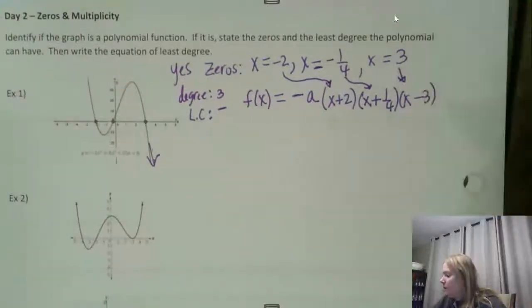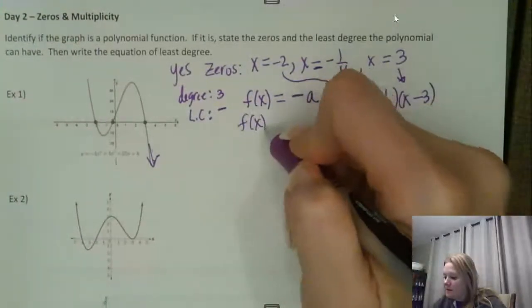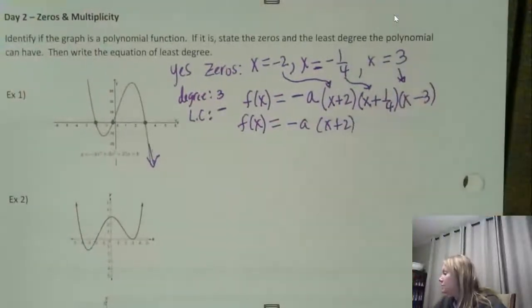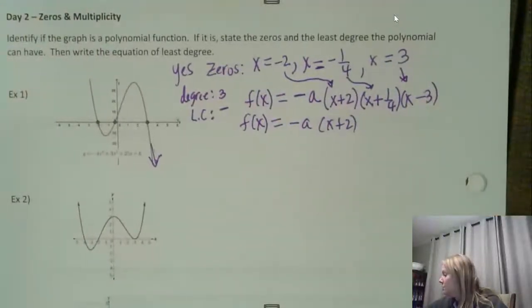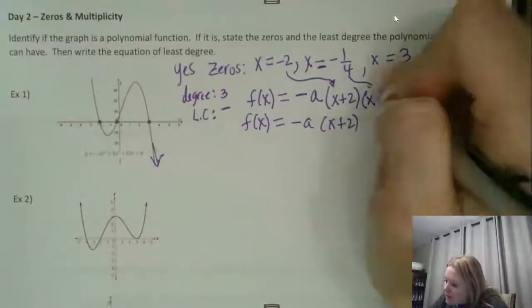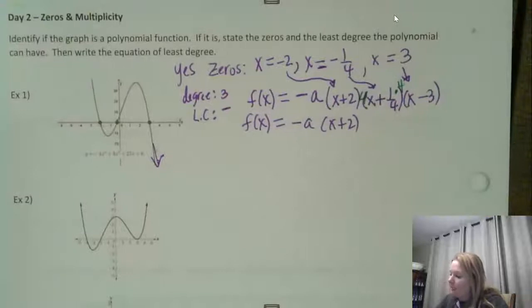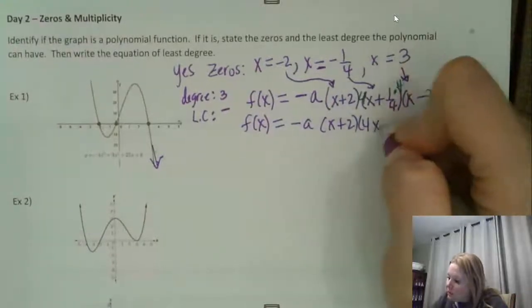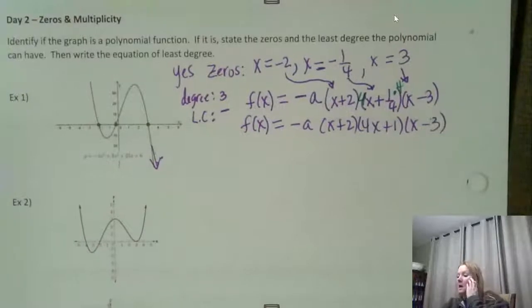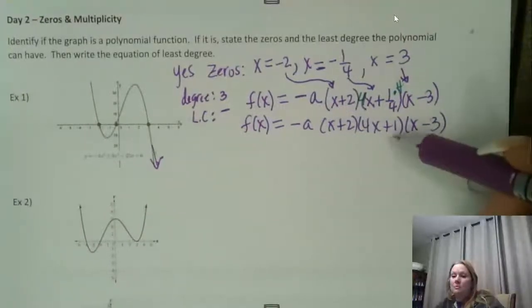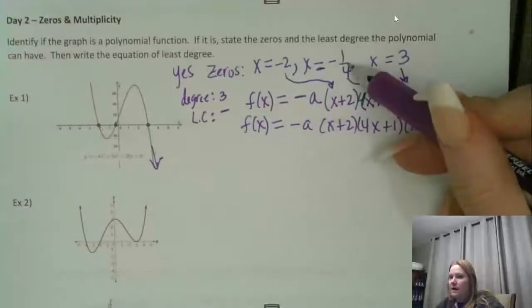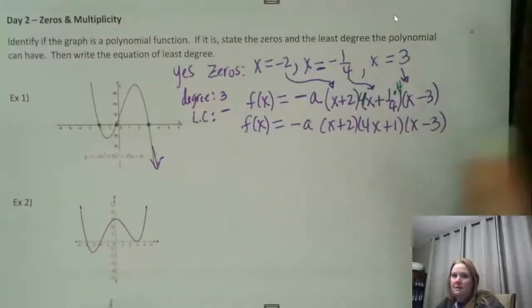Now, we don't really write with fractions in there. So what I'm going to do is multiply here by 4 to get this to be 4x plus 1. Okay, so double check. Does 4x plus 1, if you set it equal to 0, does that give you -1/4? Yes, it does.